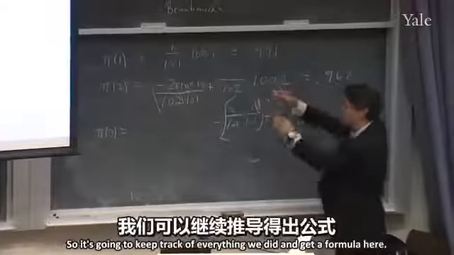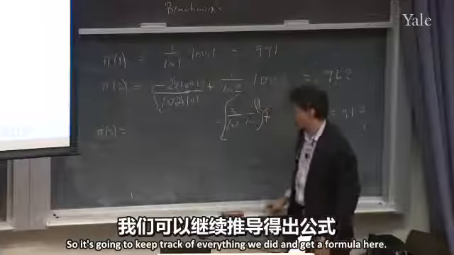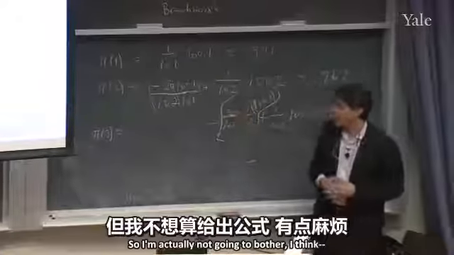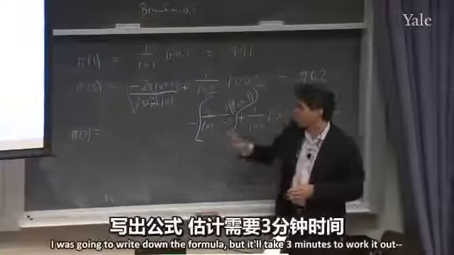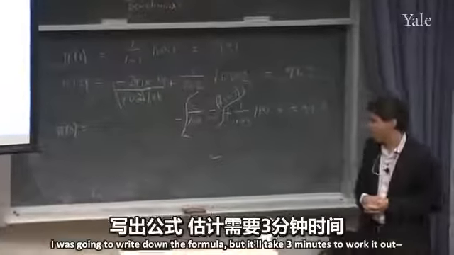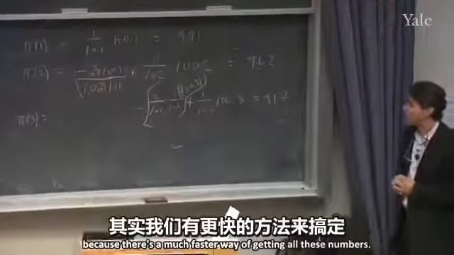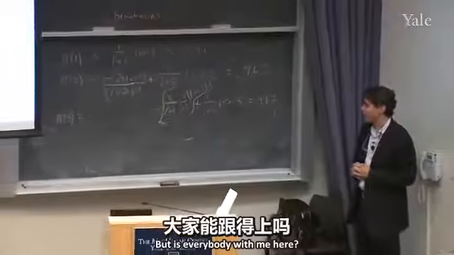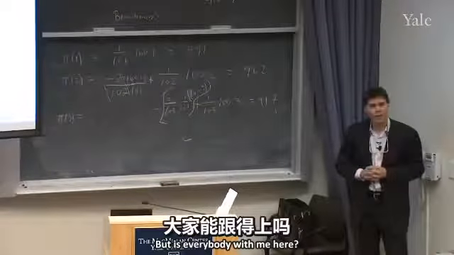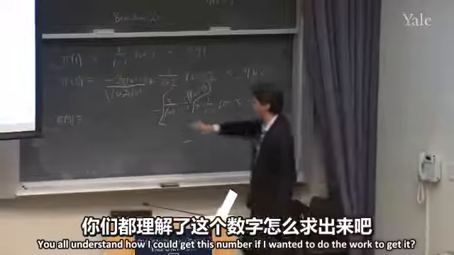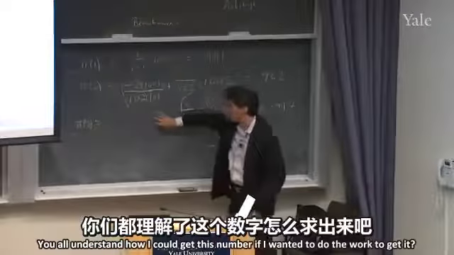So it's going to keep track of everything we did and get a formula here. So I'm actually not going to bother, I think. I was going to write down the formula, but it'll take 3 minutes to work it out, because there's a much faster way of getting all these numbers. But is everybody with me here? Do you all understand how I could get this number if I wanted to do the work to get it?